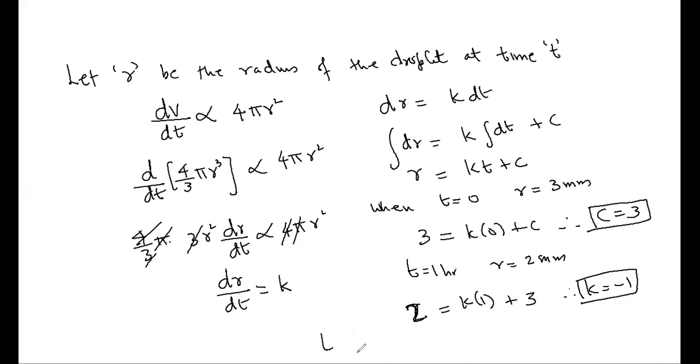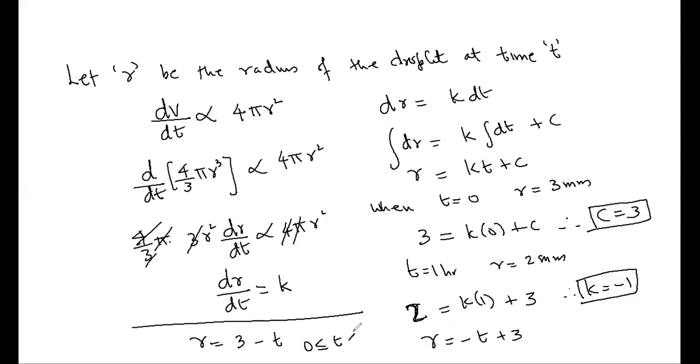Therefore, what can we say about the relationship between r and time? So r is minus t plus c. C is 3. So that will be the relationship between r and t. So I can write finally, r is equal to 3 minus t. Remember the domain of this function. What are the possible values of t? T can be 0 up to 3. So I can write the relation as r is equal to 3 minus t, where 0 less than or equal to t less than or equal to 3. This will be the function connecting the radius and the time. Is it okay? Any doubt?